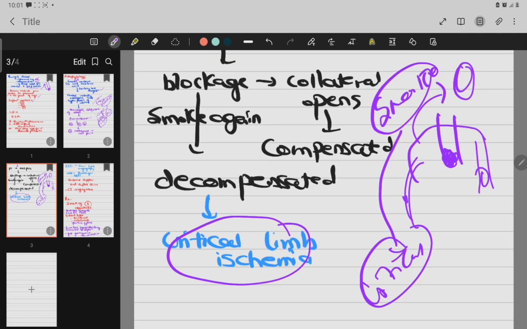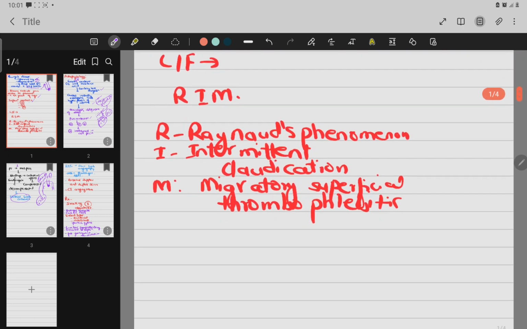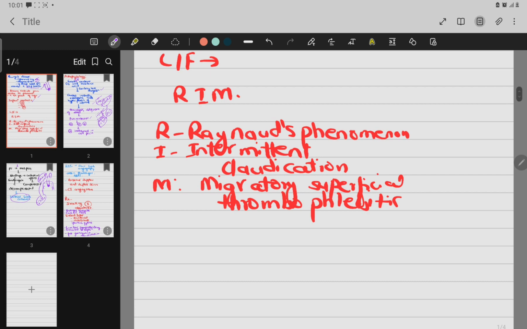When this process is going on, there are clinical features. There will be rest pain, but we can describe the clinical features of Buerger disease in the form of a triad, which we can remember with the help of RIM. R for Raynaud phenomenon, I for intermittent claudication, and M for migratory superficial thrombophlebitis.